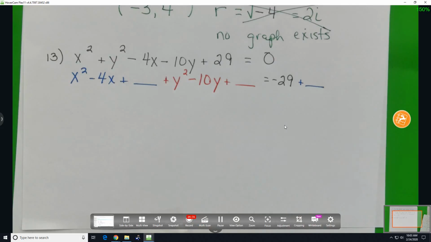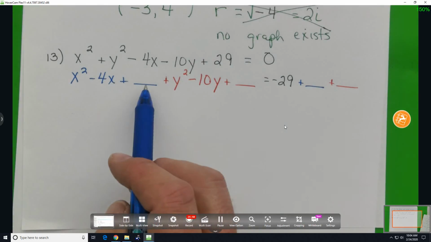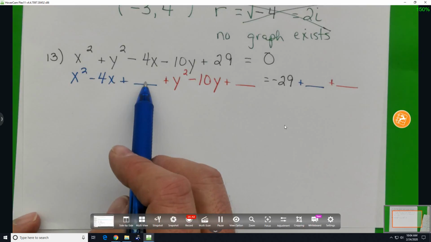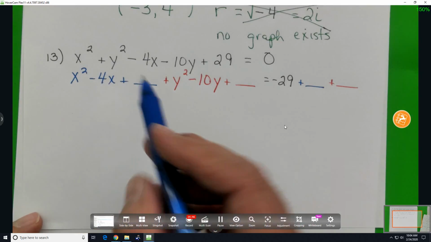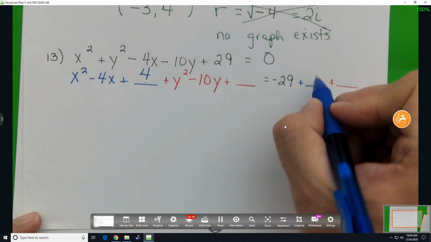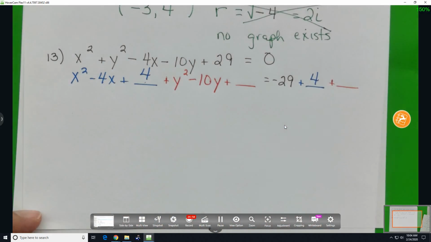And then that's a blue blank and a red blank. So, okay, let's complete the square on the x terms. What perfect square am I going to put in this blank? 4. I take half of 4, which is 2. 2 squared is 4. Y'all caught up?